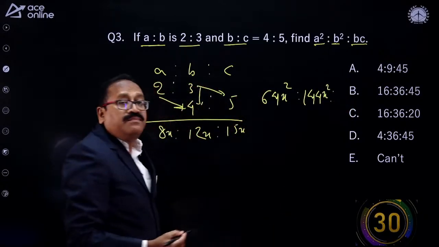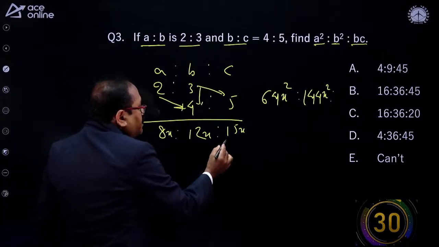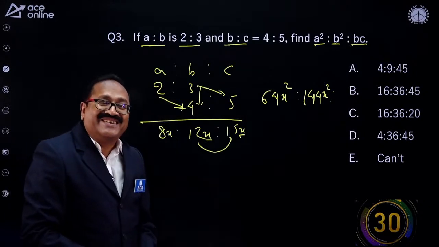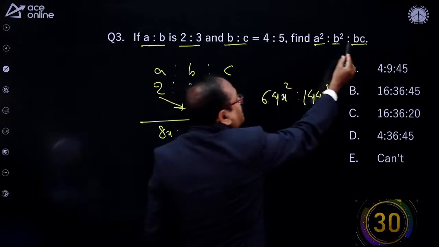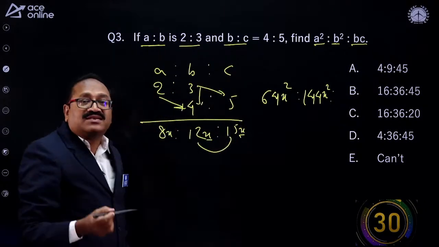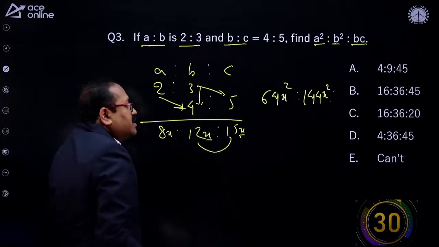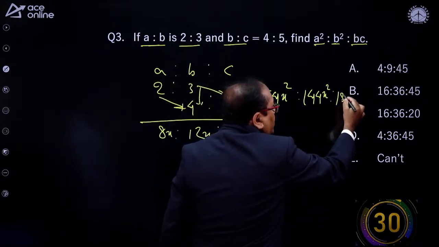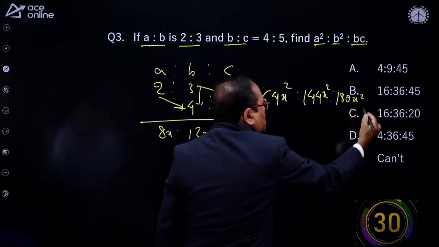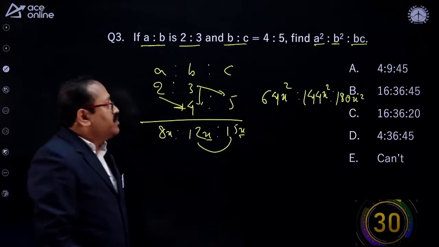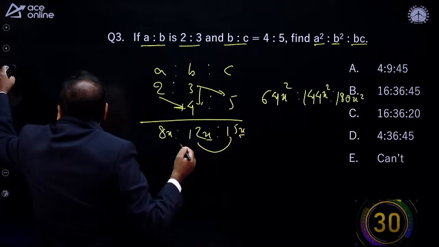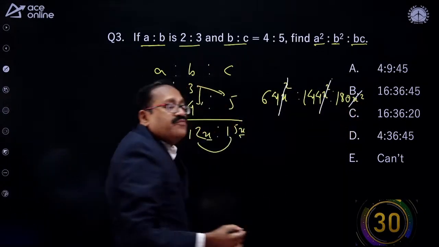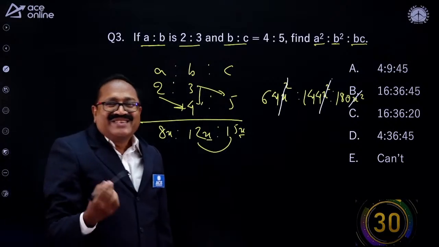And here I need BC. As it is B and C, you will see x and x, again I will get x square here. So therefore, even with the different powers, I am getting x square in all the cases. So that is 12 into 15, 180. So it is 180x square. So the x square will get cancelled over here. Therefore, we will be able to find out the ratio. So what is that ratio?